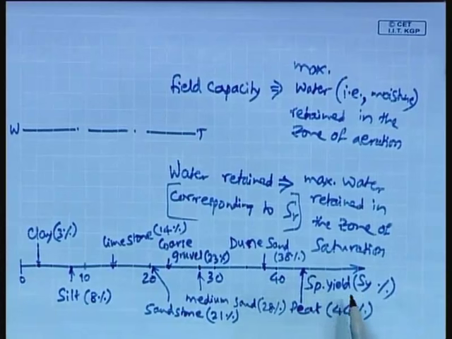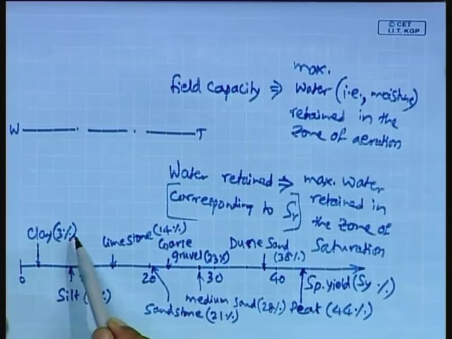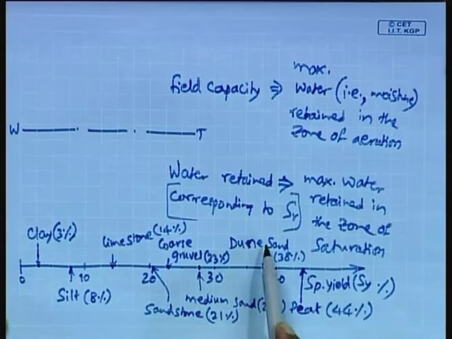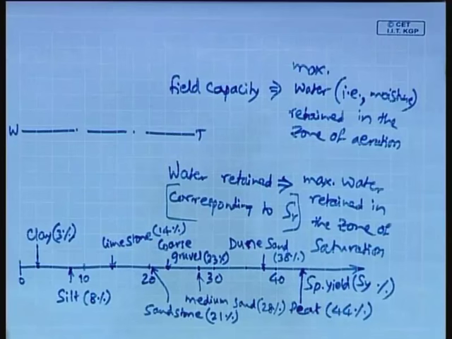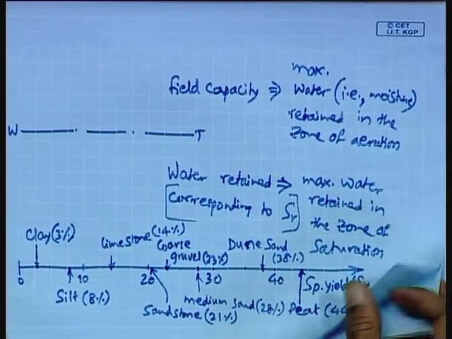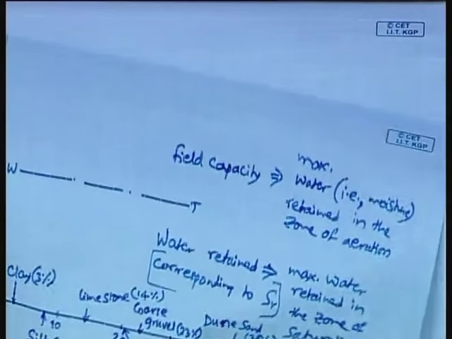So, these are some of the typical values of the specific yield in different materials, ranging from the minimum of 3% found in clays and the maximum of around 44% found in peat. In between we have silt, limestone, sandstone, coarse gravel, medium sand, dune sand, and of course, a few more. This is the variation of specific yield in different soil or rock formations.